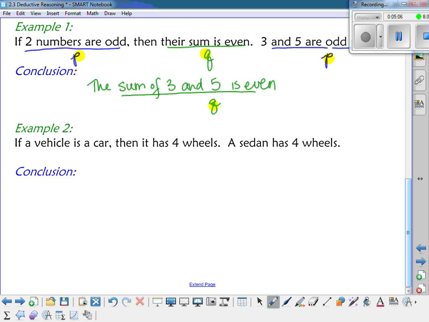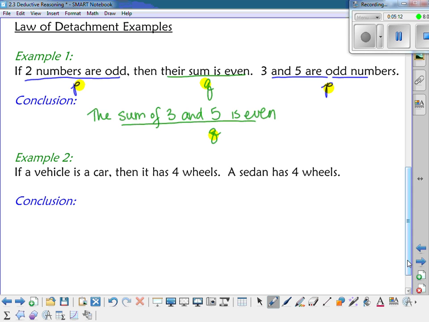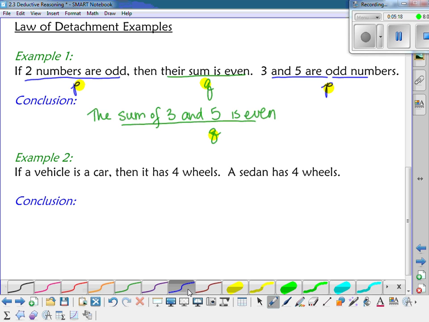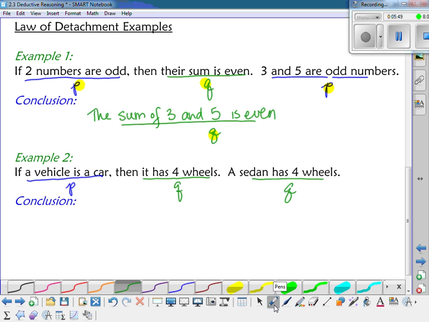Let's take a look at example 2. In example 2, if a vehicle is a car, then it has 4 wheels. So a vehicle is a car is our hypothesis. It has 4 wheels is our conclusion. So if I look at this specific case, the sedan has 4 wheels. Well, is that referring to the hypothesis or the conclusion? 4 wheels was part of the conclusion. So this one is not following the right pattern. It's not going PQ, PQ. It's going PQQ. So that doesn't work. We can draw no valid conclusion.